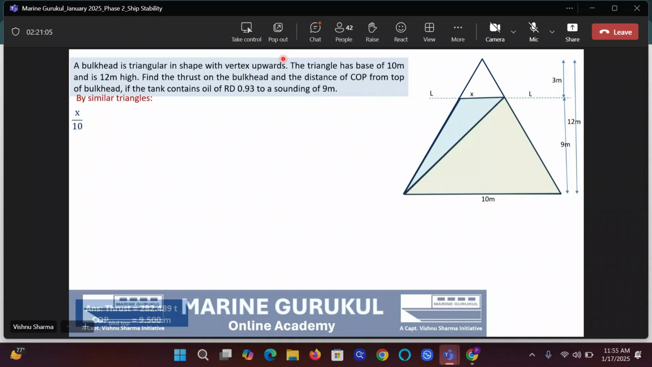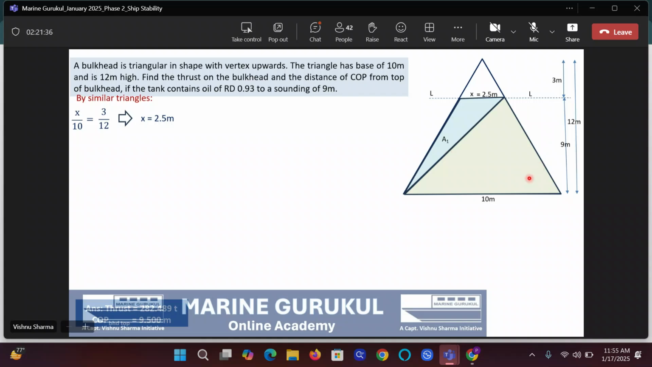X by 10 will be equal to 3 by 12. And this gives you X equal to 2.5 meters. Is that good with everybody, guys? And then you can draw any of the diagonals. I have already drawn one diagonal. Now what has it done? It has divided the immersed area into two triangles, A1 and A2. Okay, guys, this is A1, this is A2.